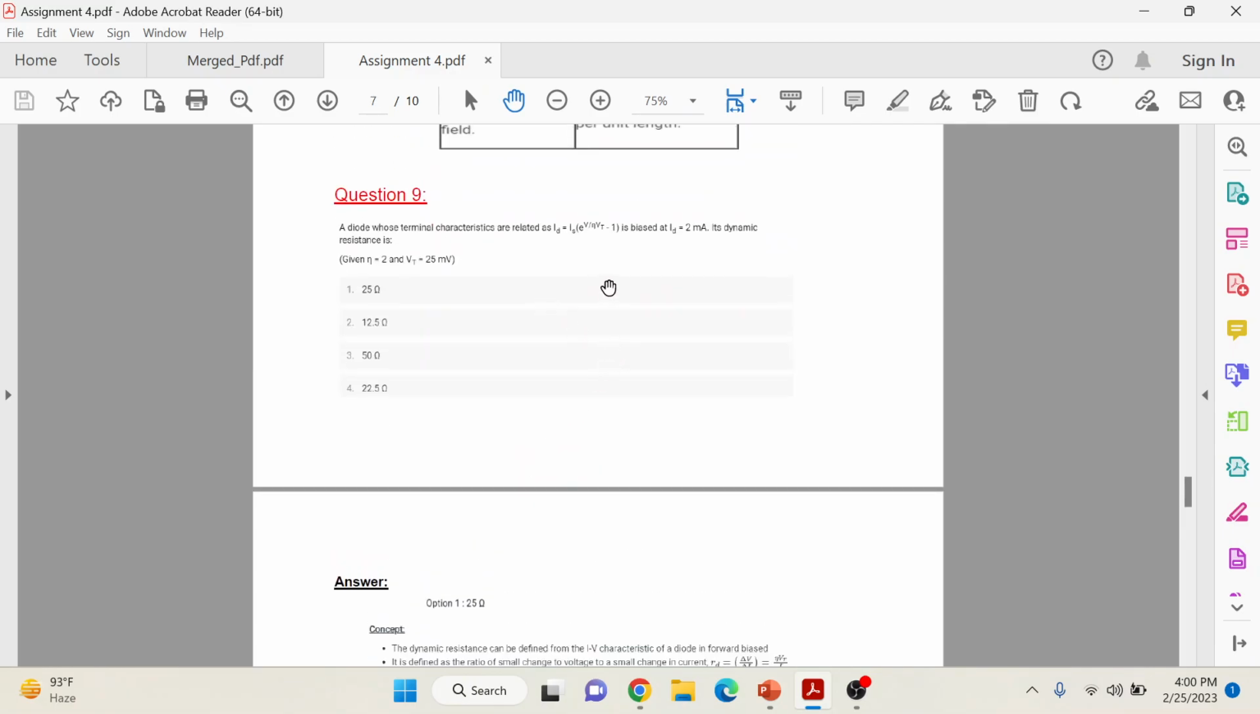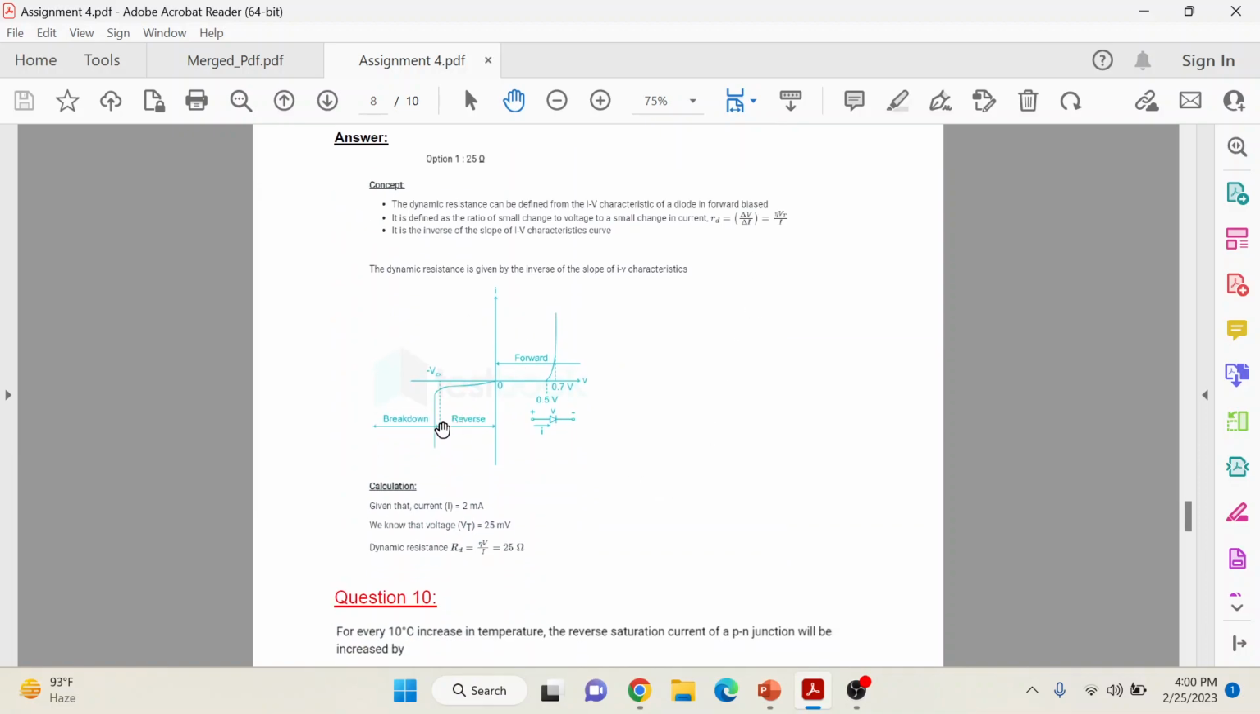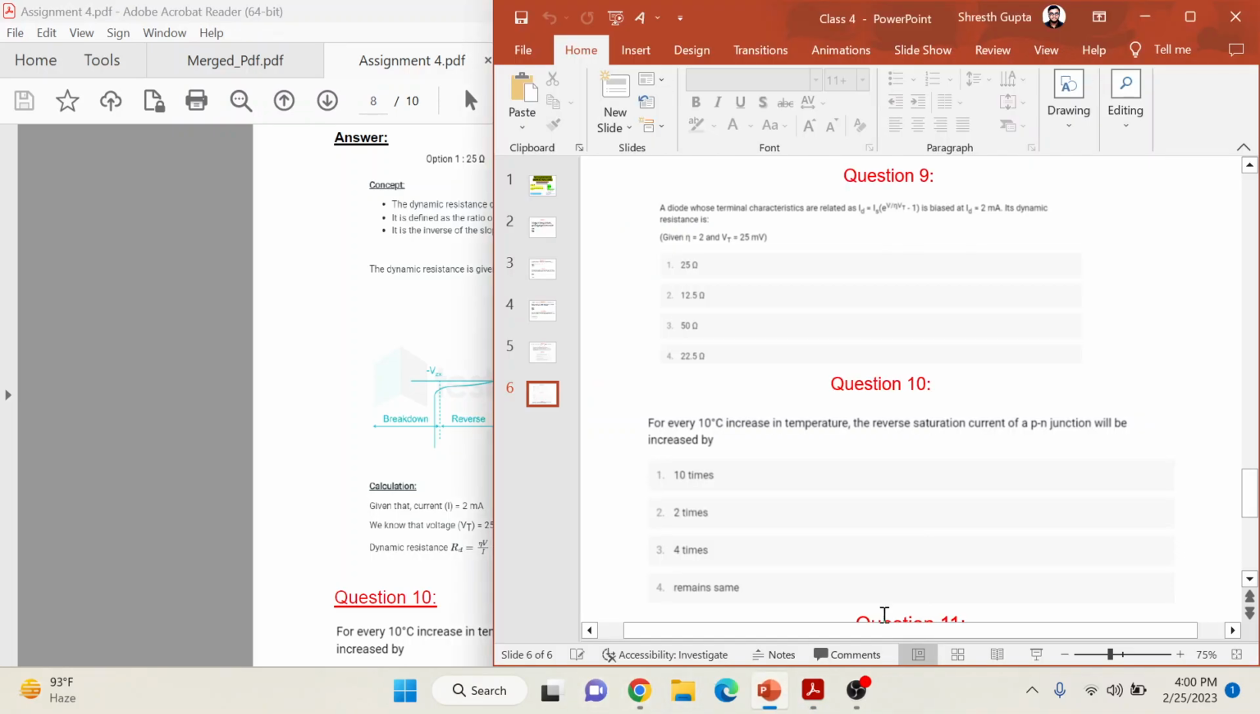Now these all are the values that have been given. If you're good in mathematics and you see this exponential sign, and if you have read graph theory, you would be able to visualize the graph from there. If you don't know, I have still told you the answer. RD is equal to delta V over delta I. From here you can see this equation comes, and it is the inverse of the slope of the IV characteristic curve. Now in this equation we put in the values and the answer is 25 ohm. That means the correct answer was option number 1.